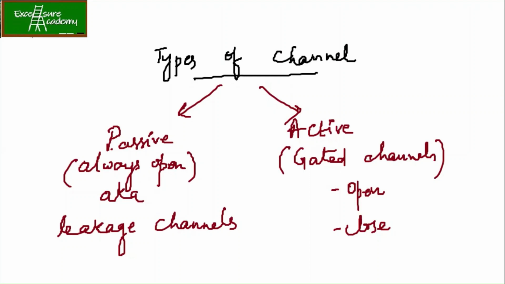So active means gated channels. जब जरूरत है, जब impulse आता है, then only it gets open, then only it gets closed. But sometimes we also do need leakage channels. Why do you think we need leakage channels?